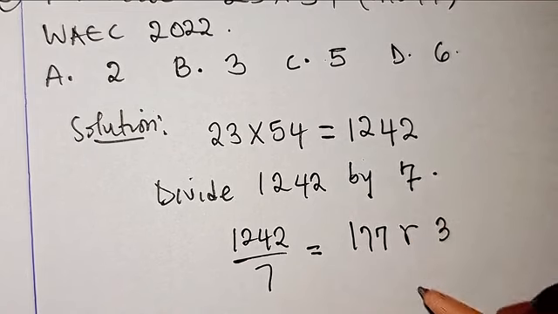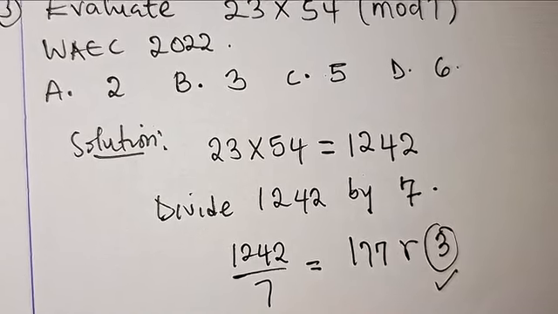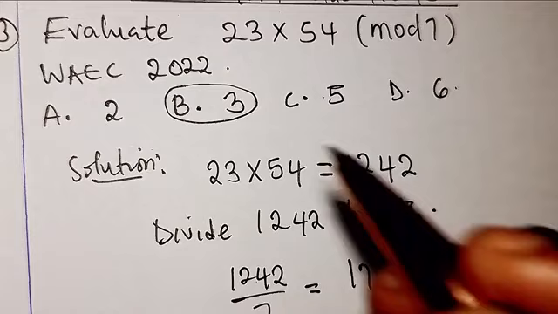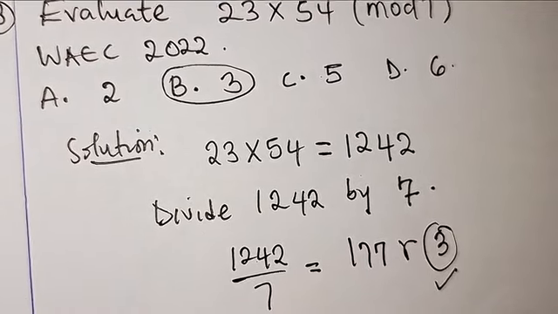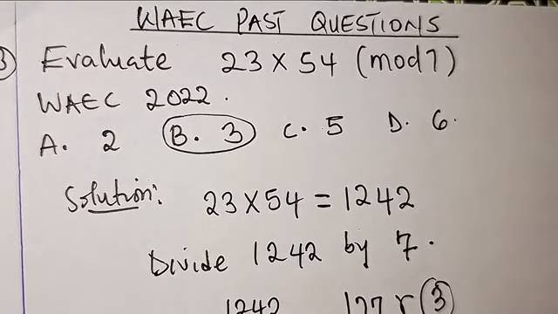So this remainder is our solution. When you look at this, you can see we have this place to be the solution. So B equals 3. That means 3 is our solution, right? So thank you.